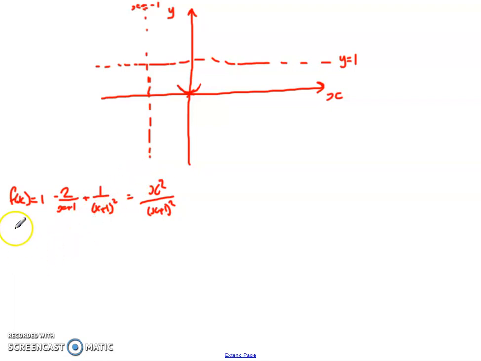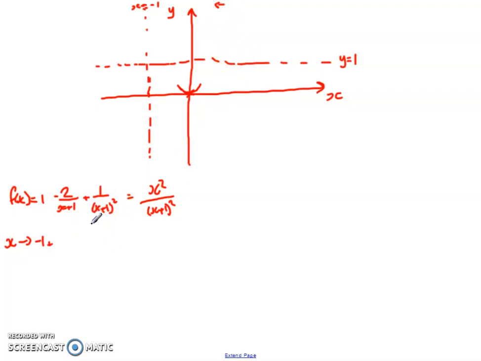What we now have to do is look at the behaviour as we approach the asymptote at negative 1 from both sides, and as we head off to infinity and negative infinity in the x direction. So imagine what I'm going to do is approach the asymptote at x equals negative 1, but I'm going to come from above. So I'm going to come this direction going that way.